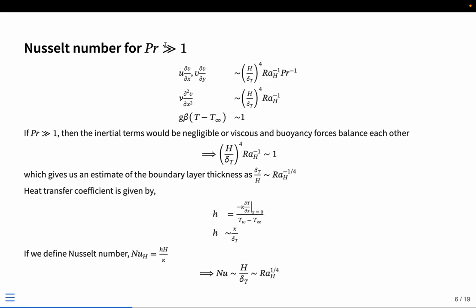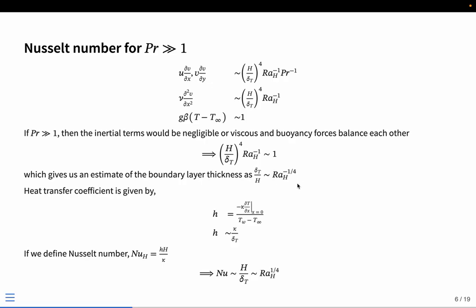The first scenario is when the Prandtl number is very high. So if the Prandtl number is very high, this particular quantity will be very small. So the balance will be happening between these two forces. So it is the viscous force versus the buoyancy force. So they should be of a similar order of magnitude. So from that analysis, we'll obtain the scaling for delta t as Ra_H to the power minus 1 by 4. This is again valid only for the laminar case, as we started out with.